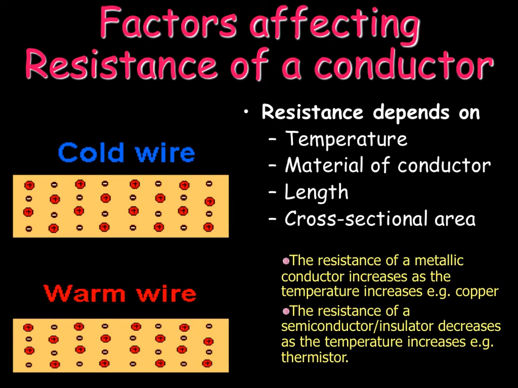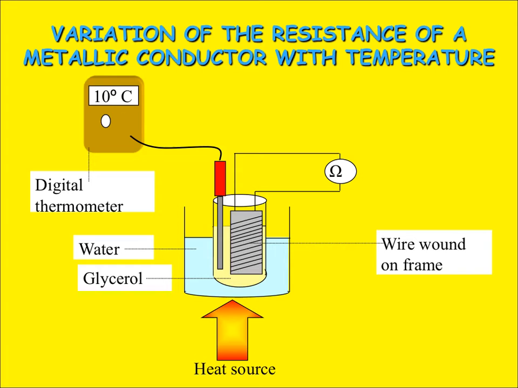And this is all true for a metallic conductor, as some of you may have already remembered, because I've done it before and some of you haven't. In a semiconductor, the reverse happens. As the temperature increases, the resistance goes down because there's more things to carry, more electron-hole pairs. But in a metal, if you increase the temperature, you increase the resistance.